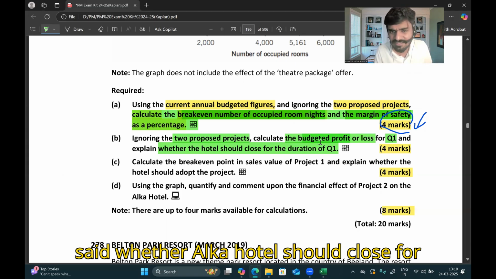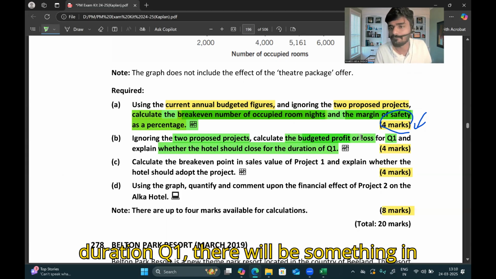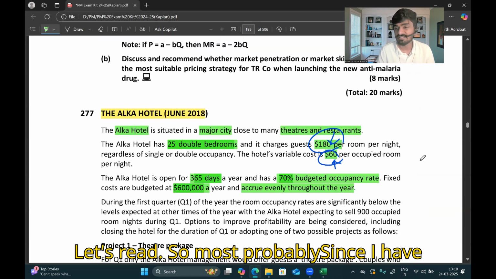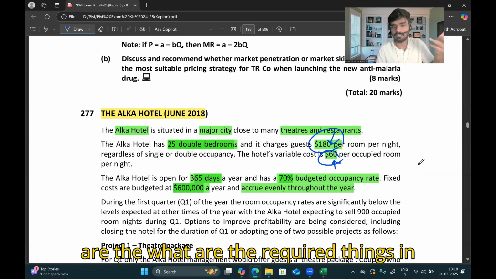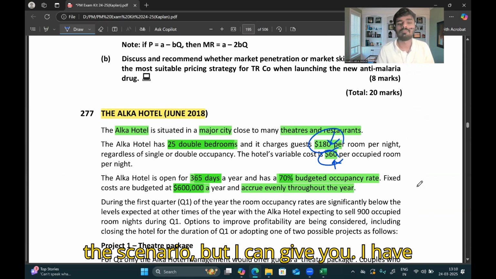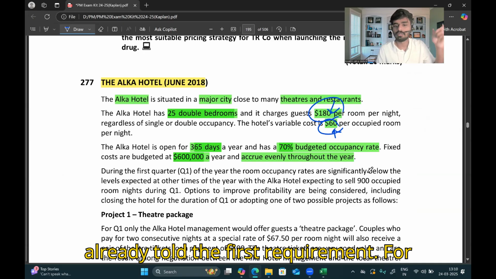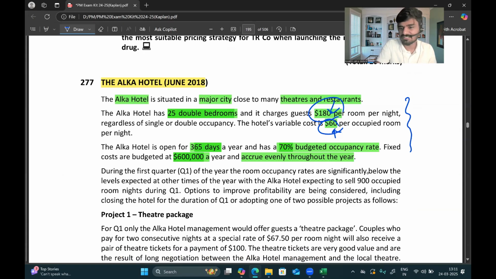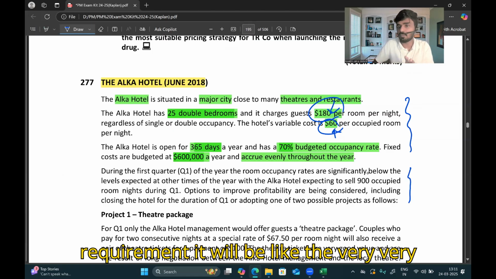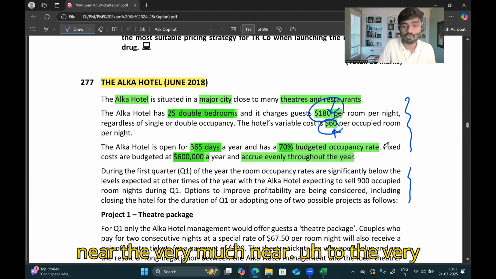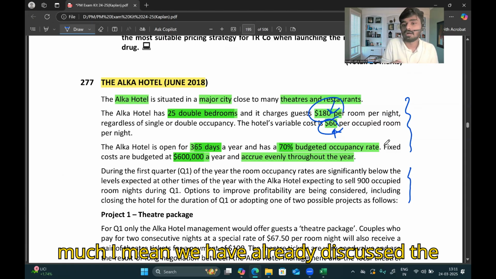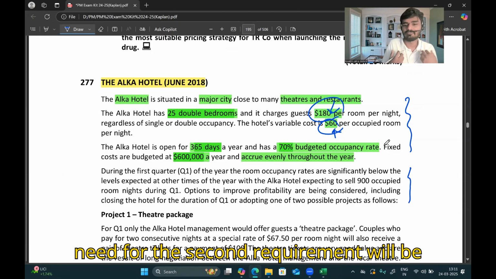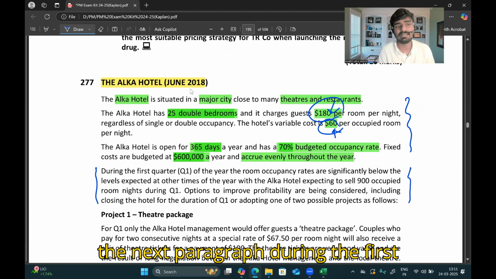Since they have said whether Alka hotel should close for the duration of Q1, there will be something in the scenario. We should read that. Since I have already read this question, I know what the required things in the scenario are. I have already told the first requirement, and for it we need certain values from this area. For the second requirement, most probably, the things we need will be in the next paragraph. So let's read the next paragraph.